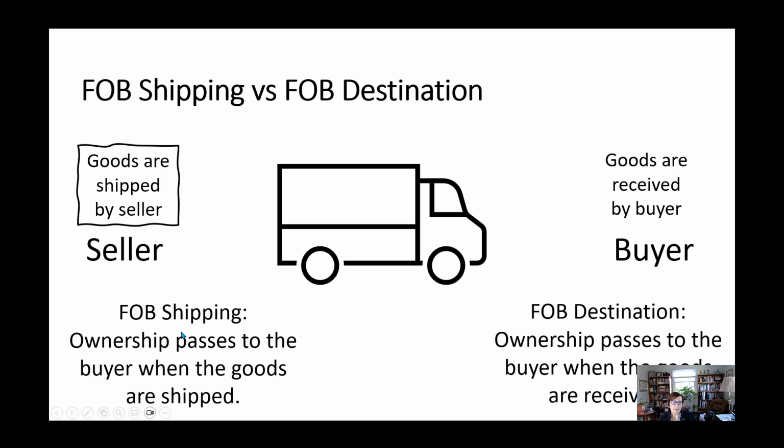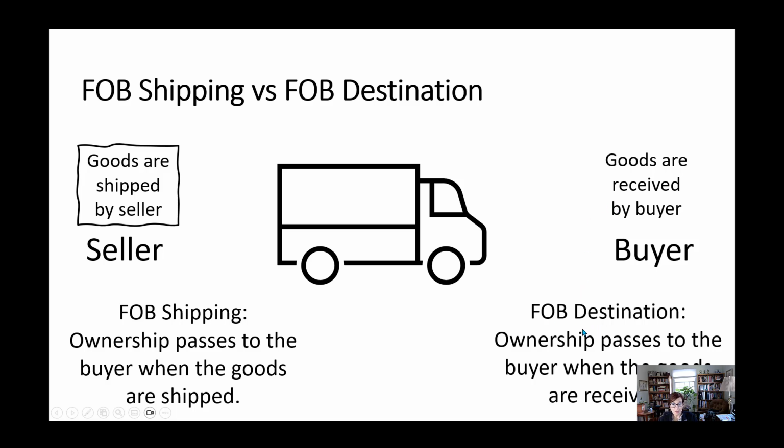FOB shipping says ownership passes to the buyer when the goods are shipped. As soon as the goods are shipped, ownership passes. So that means the buyer has to pay the freight because the buyer owns these goods that are on the truck, because as soon as they got shipped, ownership passed to the buyer.